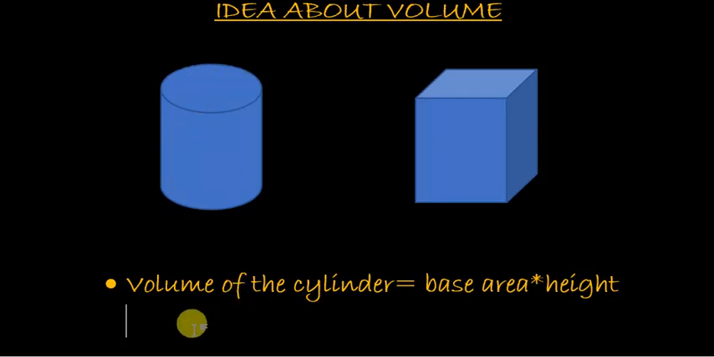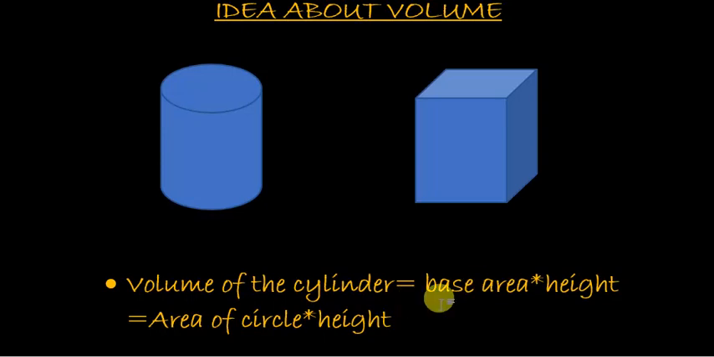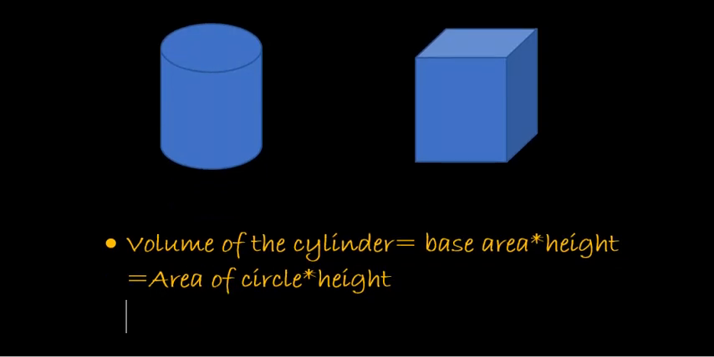Pi r squared. Good. So we need to input that one. So the base area is the area of a circle. So this whole thing implies that area of a circle times the height. That's what we're trying to talk about. Good. So this is what we need to do, so to be able to get it. So what we are trying to say is that if the area of a circle is known, then the height is given. We can equally find the volume of the cylinder.